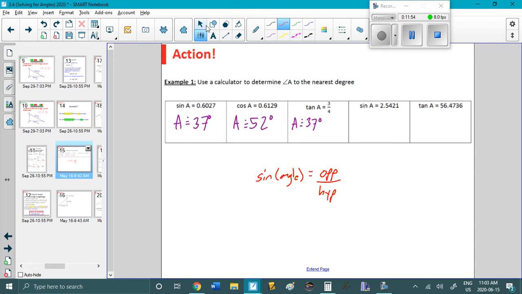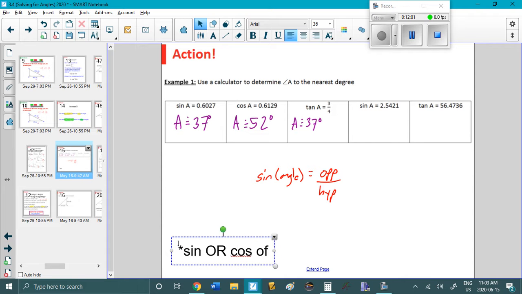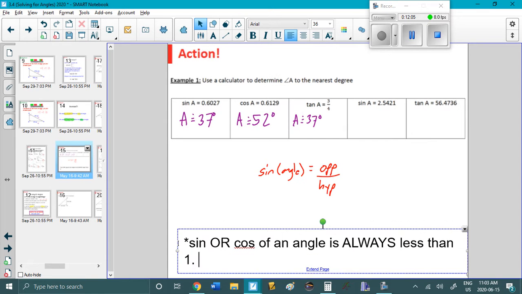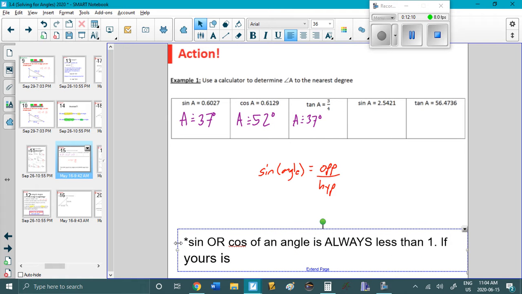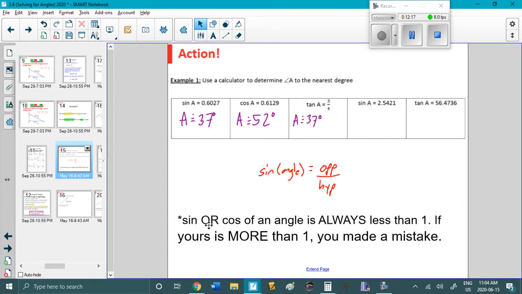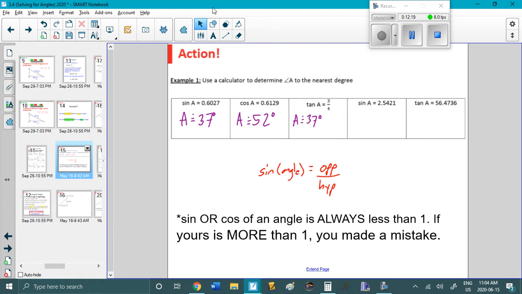So what I want you to keep in mind here is that sine or cos of an angle is always less than 1. If yours is more than 1, you made a mistake. Okay, so in this case, if sine of an angle is bigger than 1, we just say error. It doesn't work, impossible, can't be done, whatever you want.